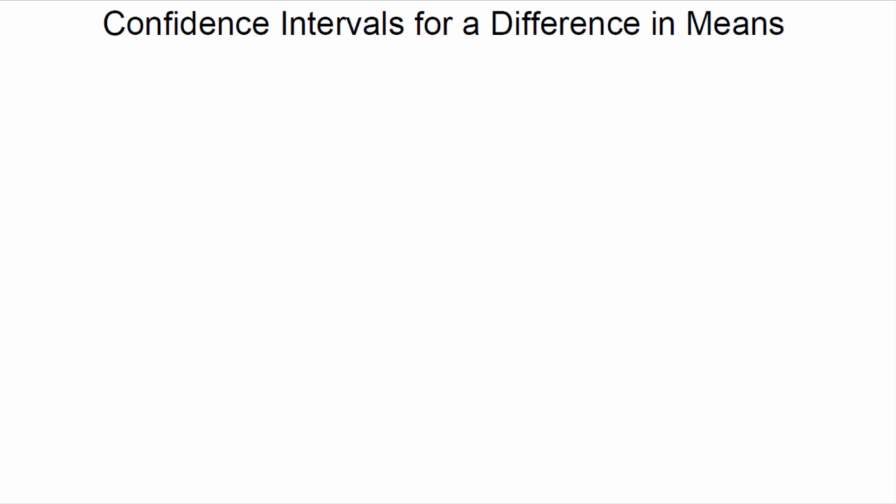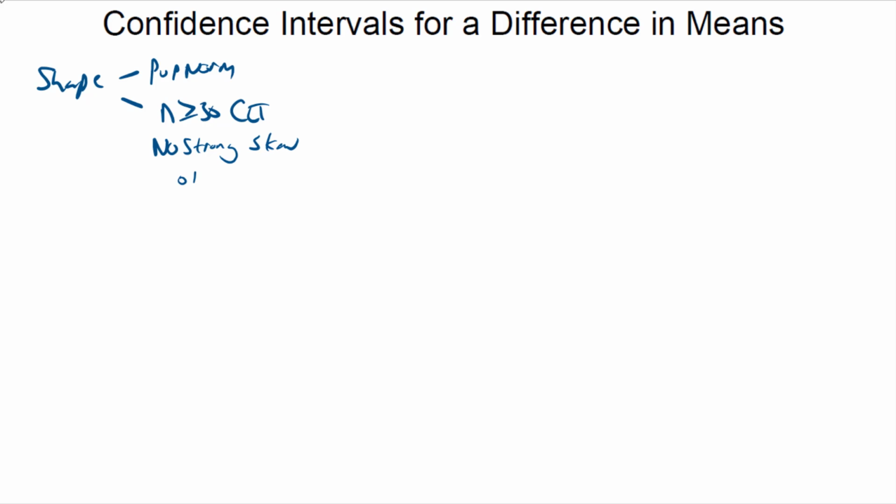So again, make sure we understand our shape, center, and spread. For our shape, to determine if it is normal and we're good, we're going to check to make sure the population is normal. All right, so our population is normal. And as well as that, your sample size is greater than or equal to 30. So our central limit theorem is met. Again, if it is not, then you need to draw the data out and ensure that there is no strong skew or outliers, okay?